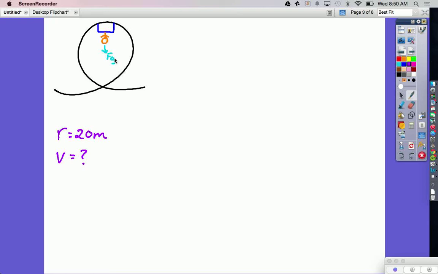So now we look at that and say, okay, what force points towards the center of the circle? And that's pretty obvious. There's only one force to choose from, and that's force of gravity. So force of gravity equals the centripetal force. Now, what equation do we want to use for centripetal force when we're trying to find velocity? Well, we're going to use the one with velocity in it.